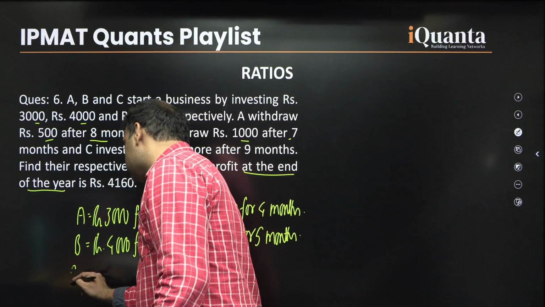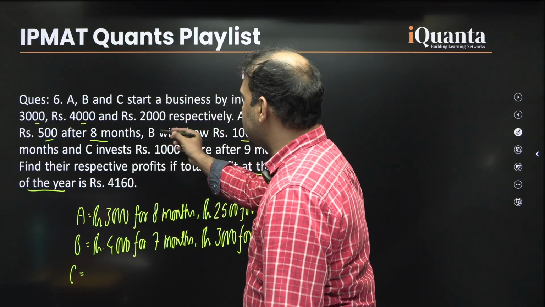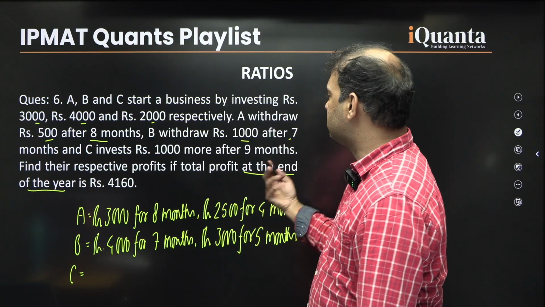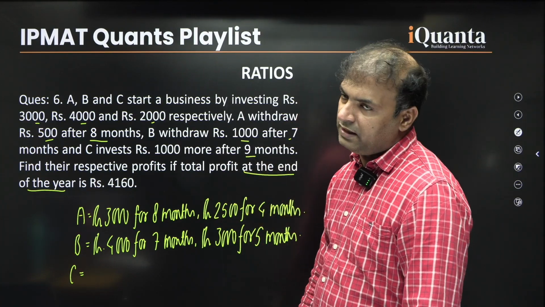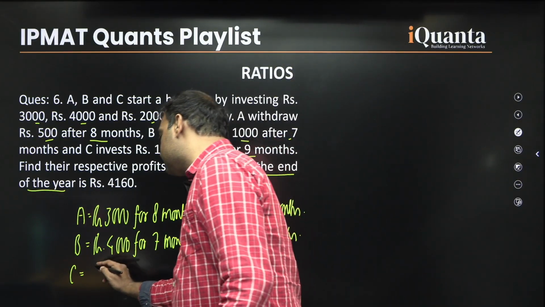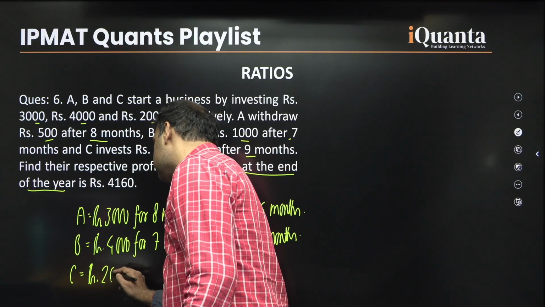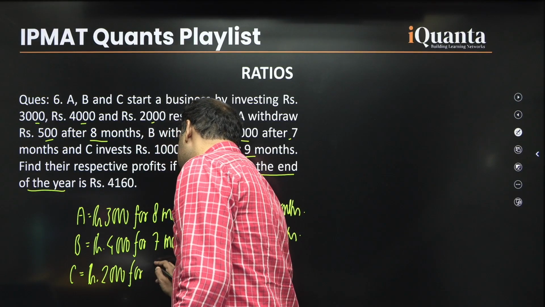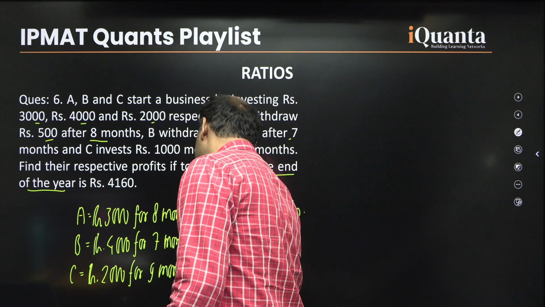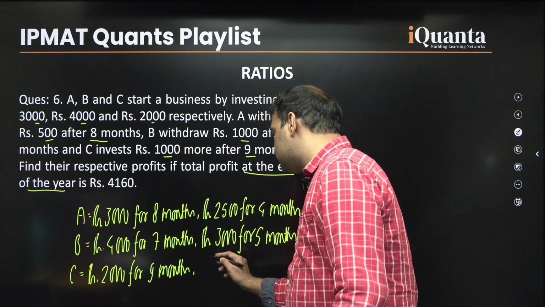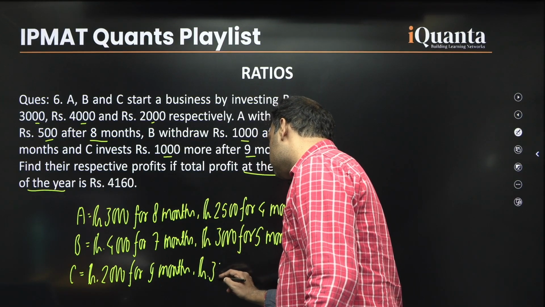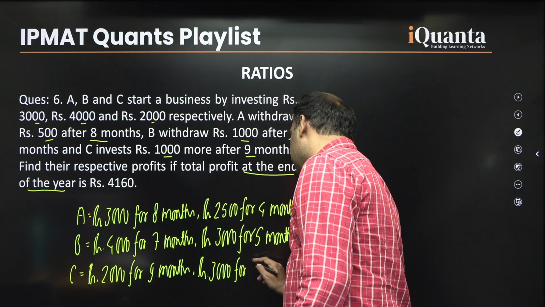Similarly we can do the discussion for C. C started with 2000 rupees, okay? After that he invested 1000 rupees more after 9 months, right? This means guys his investment for the first 9 months is 2000 rupees. But after that he invested 1000 rupees more. That means now his investment is rupees 3000 for the last 3 months.